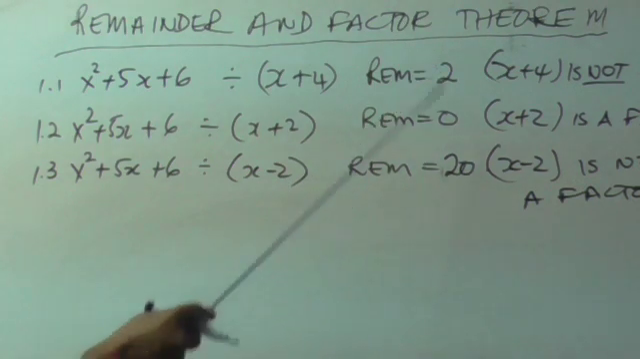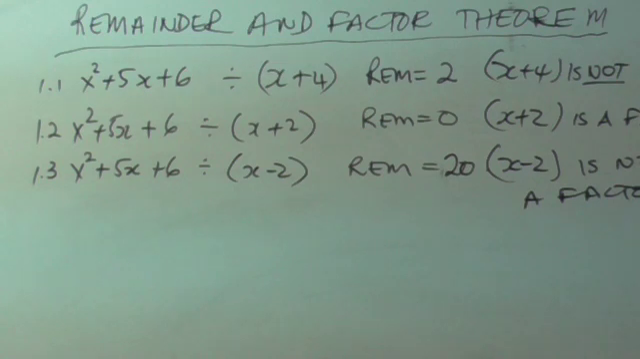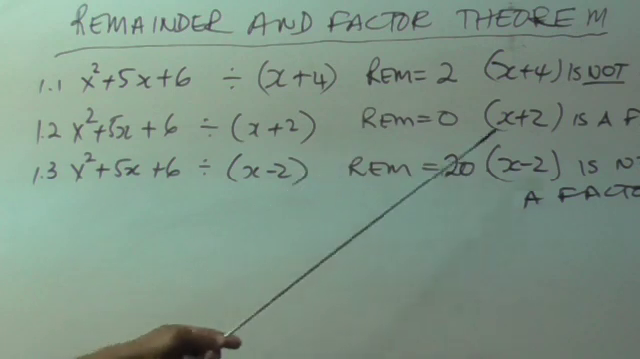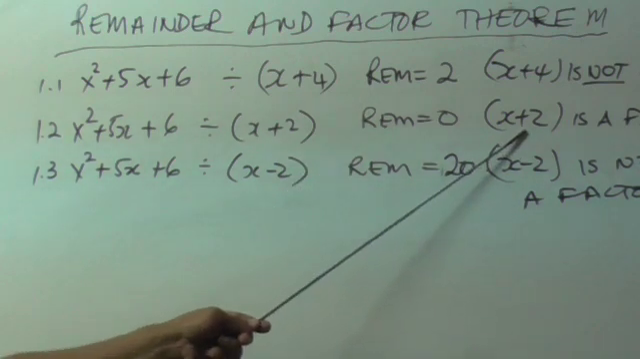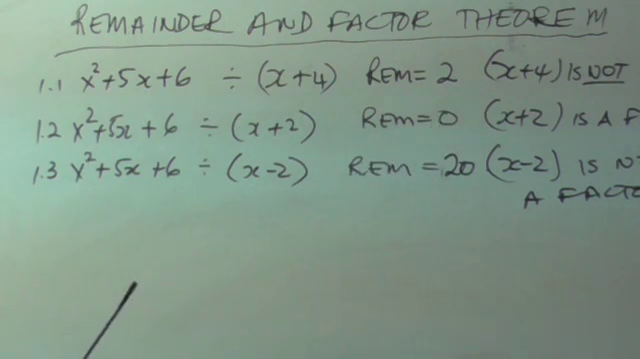These numbers could be positive, they could be negative, they could be a fraction too. Alright, so we are clear then. If the remainder is 0, then whatever we have in the bracket is a factor. If the remainder is not 0, it is not a factor. So that's very, very important.